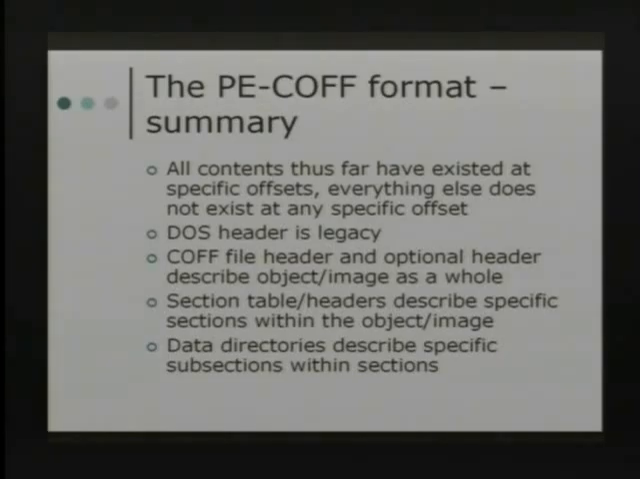Everything up to this point mostly exists at specific offsets that can be calculated. Everything else is defined within the executable itself, or it's not defined within the specification for PE-COFF. To summarize, basically, we have the DOS header. It's only there for legacy, for 16-bit mode operation. The COFF file header and optional header describe the image as a whole, whereas section headers describe specific sections within it, and then the data directories are actually getting smaller inside of that.